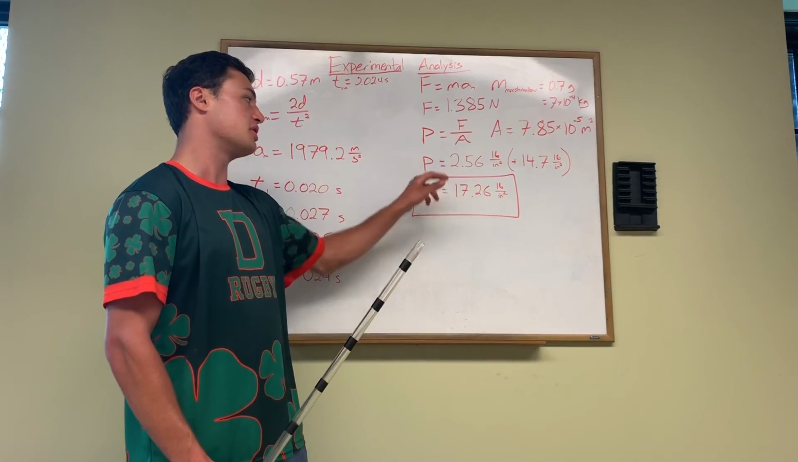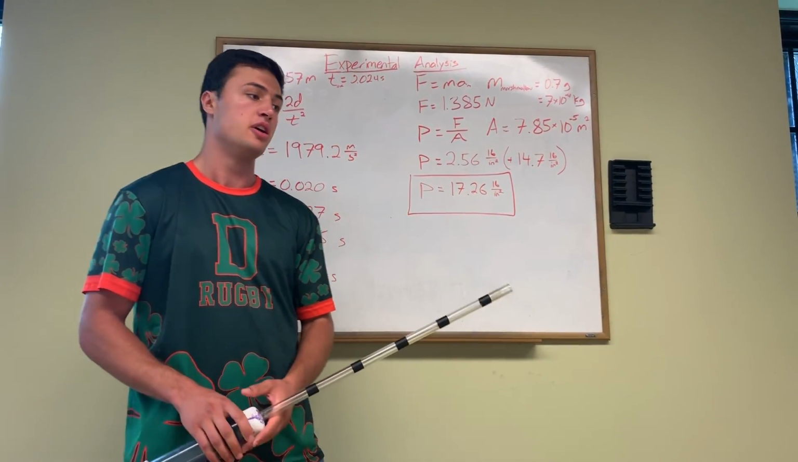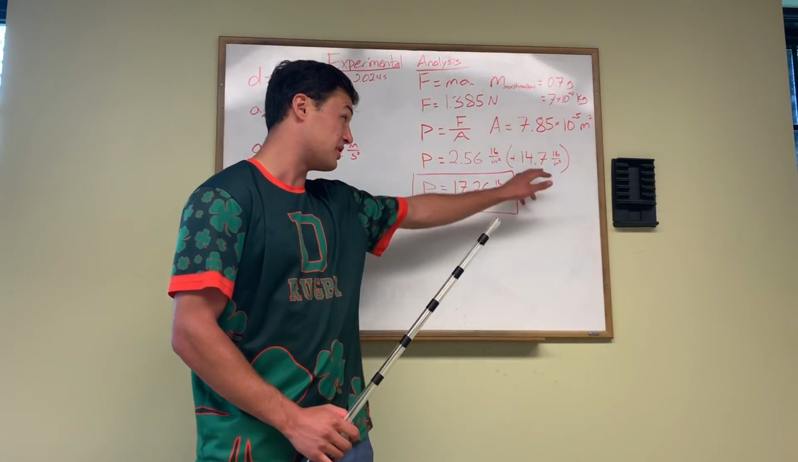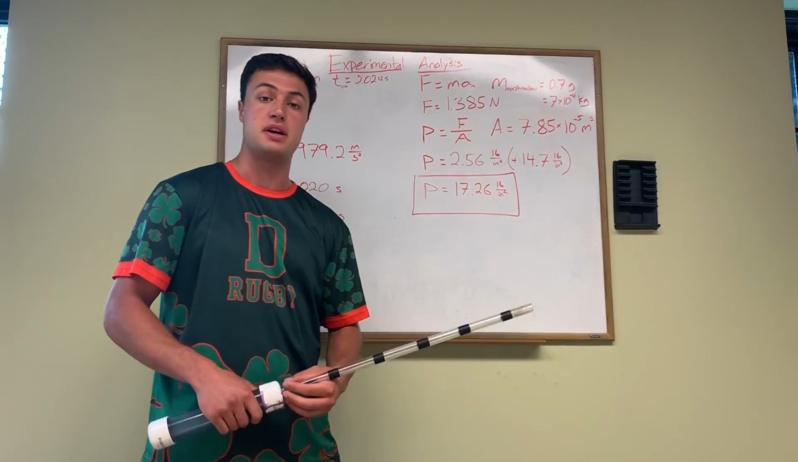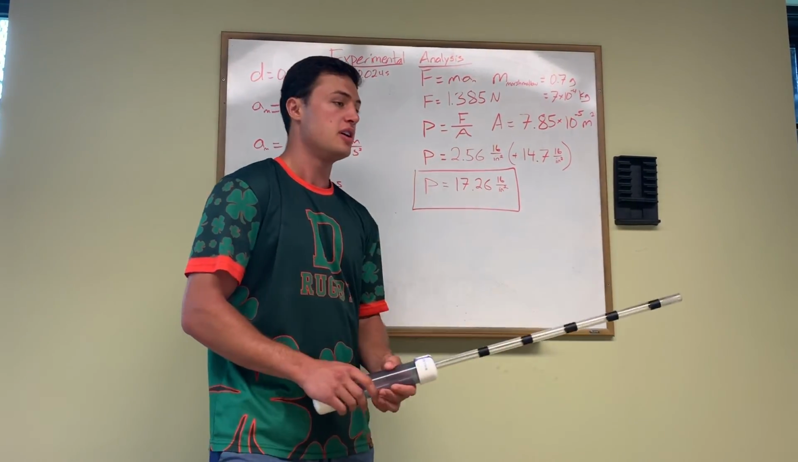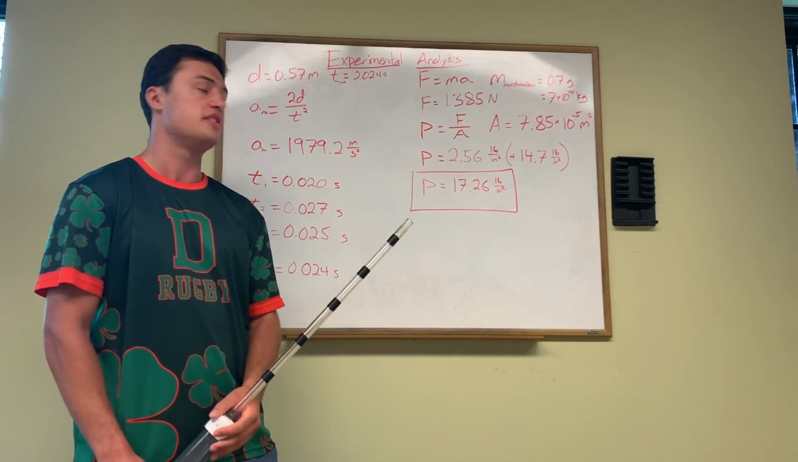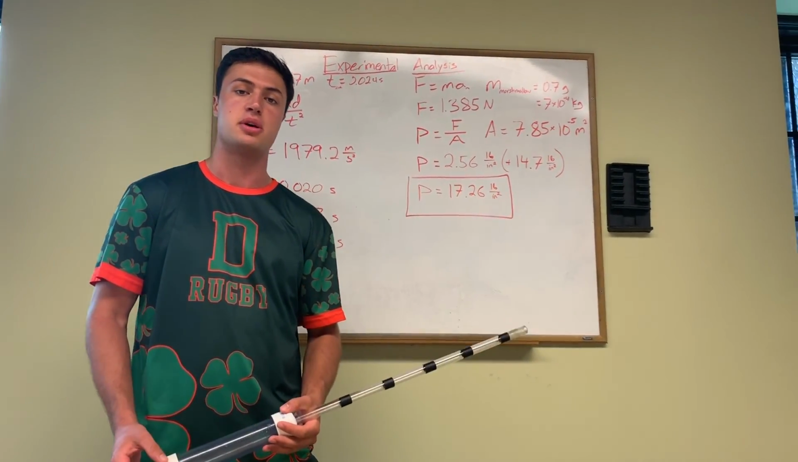And thus we found a pressure differential of 2.56 pounds per square inch, but that's not factoring in the atmospheric pressure of 14.7 pounds per square inch. And so the pressure differential led us to say that the pressure inside of the chamber is 17.26 pounds per square inch.